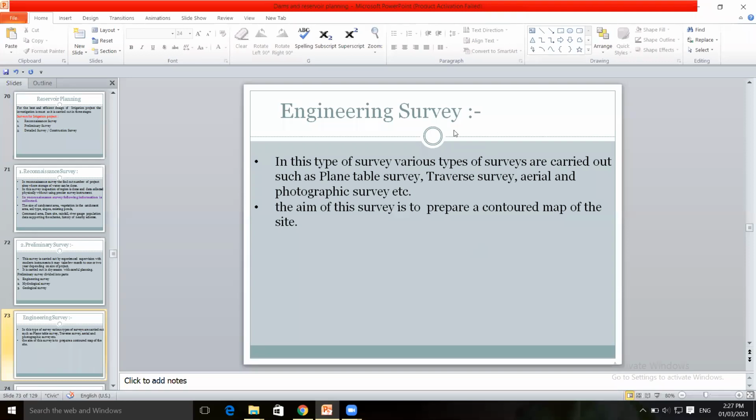By using some modern instruments and by carrying out different types of surveys, this type of surveys are carried out to prepare a contour map of the area. Contour methods like block contouring, radial contouring. Any one method is used to prepare a contour of the area. Contour map is prepared of that location where that dam is to be built, or reservoir is to be located. Dam is to be finalized.